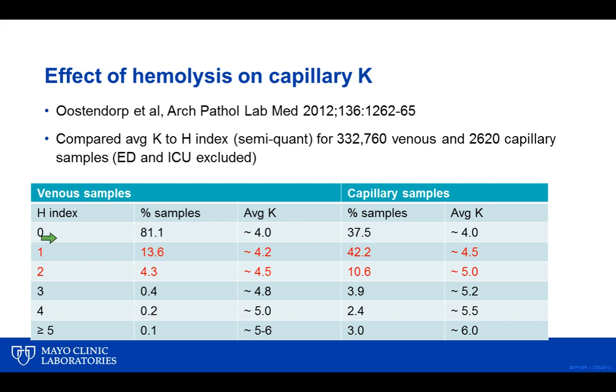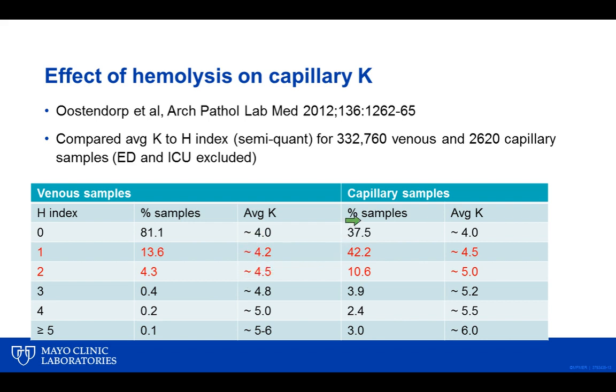And so here again, I just turned on my pointer. For the venipuncture samples, 80% of samples had no free hemoglobin at all. This is semi-quantitative, so 0 was no hemoglobin, and 5 would be grossly hemolyzed samples. So 80% of venous samples had no hemoglobin whatsoever. The average potassium in those was 4.0 millimolar. 14% or so of samples had mild hemolysis. In the mildly hemolyzed samples, the average potassium went up from 4 to 4.2, and then the 2 would be a little bit more hemolyzed, still mildly hemolyzed, and went up from 4 to 4.5.